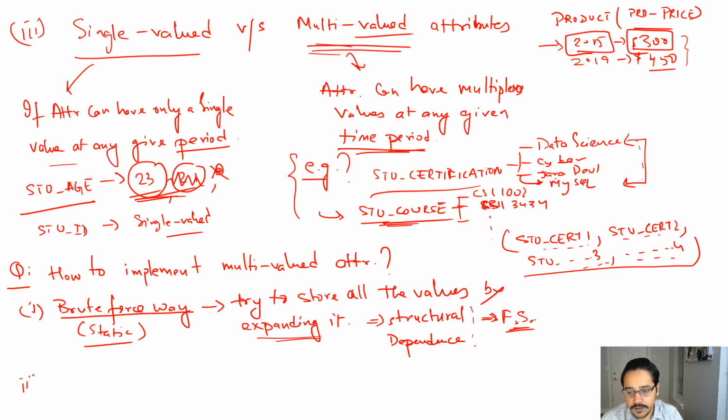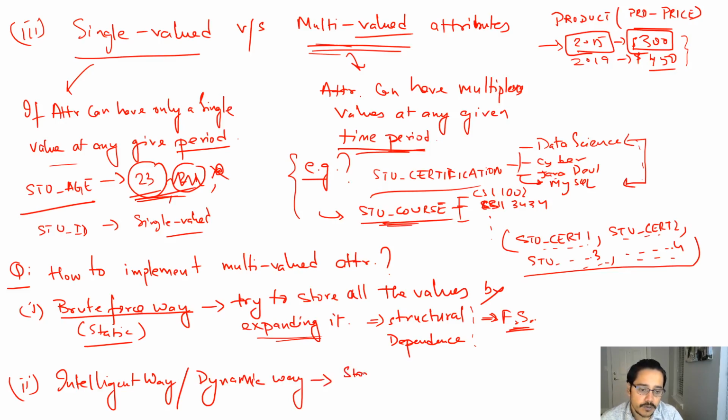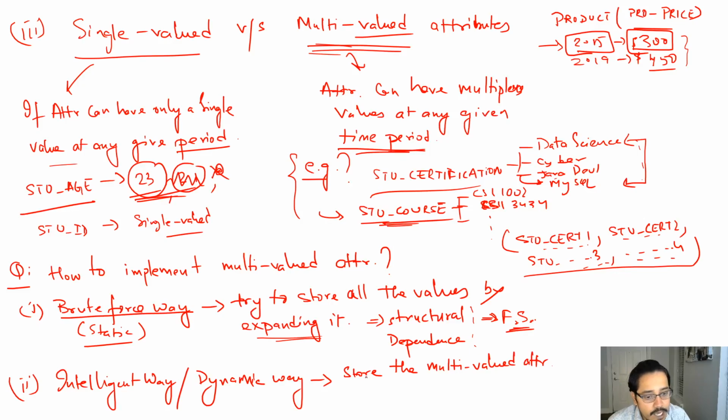It's a static way. So the other way is the more intelligent way, or the dynamic way, is to store the multivalued attribute as an entity and create a relationship with the parent entity.